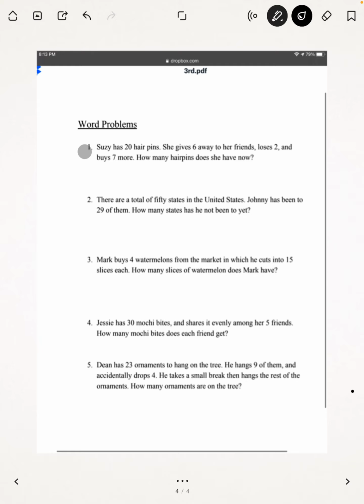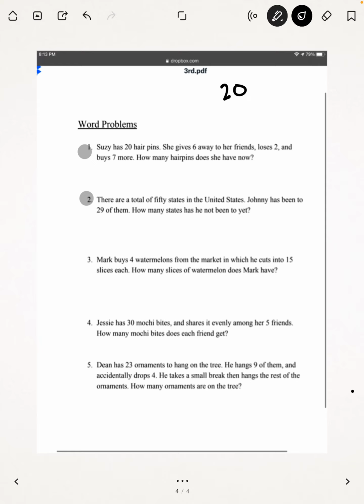You can do number 1, number 2. Susie has 20 hairpins. She gives 6 away to her friends, loses 2, and buys 7 more. How many hairpins does she have left now?